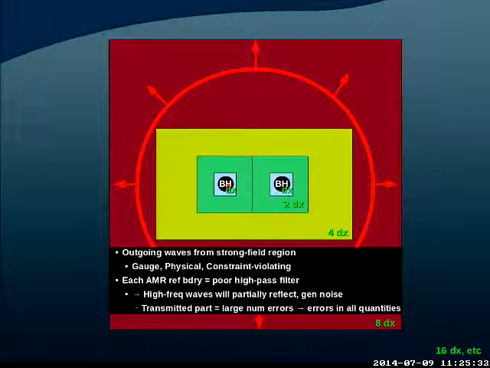Now as the wave propagates outward, the AMR refinement boundaries are going to act like a poor high-pass filter, so that waves with high-frequency components will partially reflect from the boundary, generating noise, and the part of the wave that's transmitted beyond this coarse level will still have high-frequency components that will be poorly resolved, and poorly resolved waves will lead to large numerical errors. And given the nonlinear nature of the equations we're solving, big numerical errors in one quantity can spread to errors in all quantities. In other words, errors from gauge wave propagation can translate to errors in gravitational waves and also constraint violations.